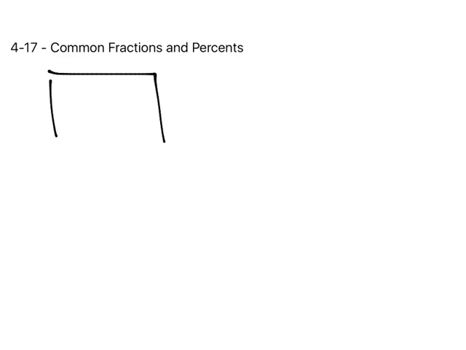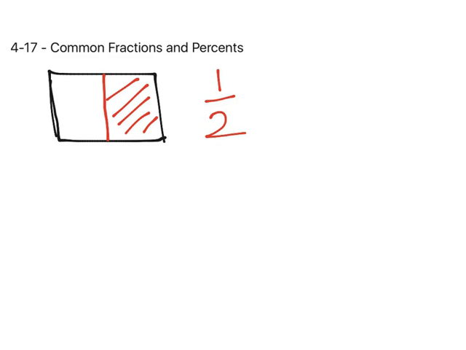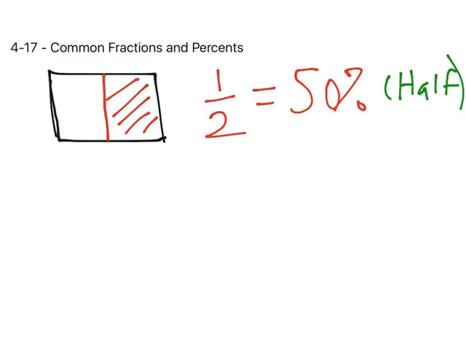If we have a cake and we cut it into two pieces and we take one piece, that's 1 out of 2. That's half the cake, which is 50%. So we can describe this as a half.